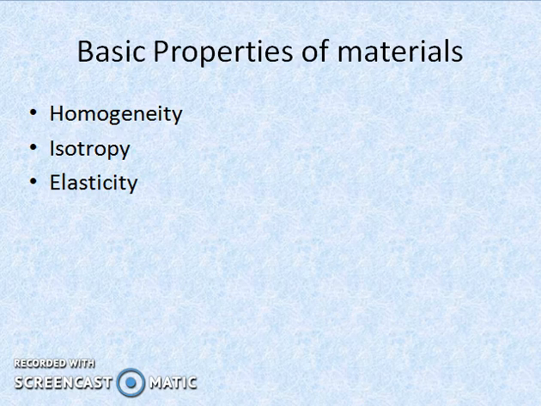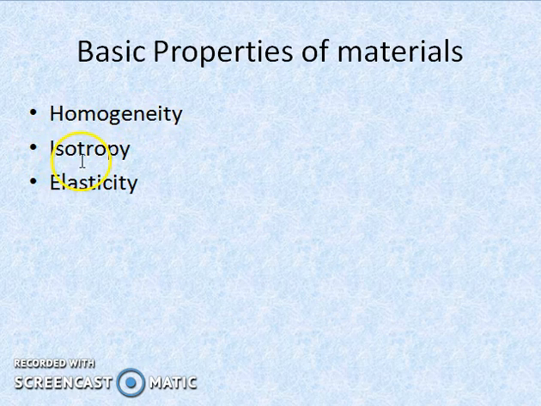So, basic properties of materials. If you consider any material, we are assuming in strength of materials that it is homogeneous, isotropic and elastic. My first basic property is homogeneous. What is meant by homogeneous? If you consider any material, the properties are of the same type, then it is called homogeneous. So the first assumption of SOM is that it is homogeneous.